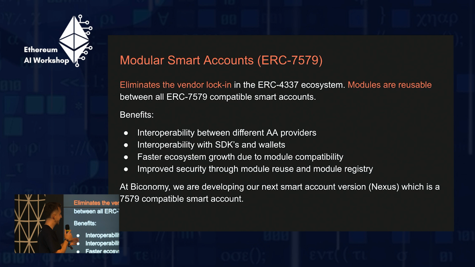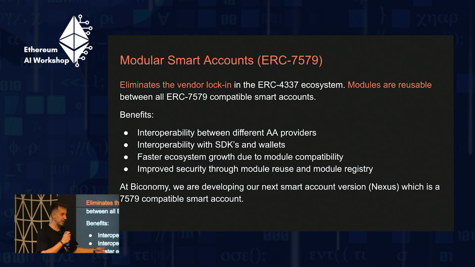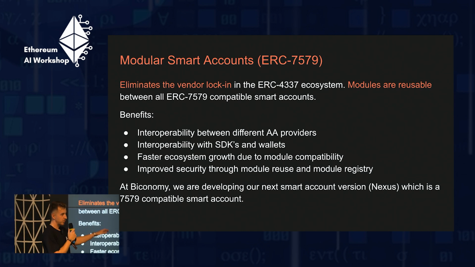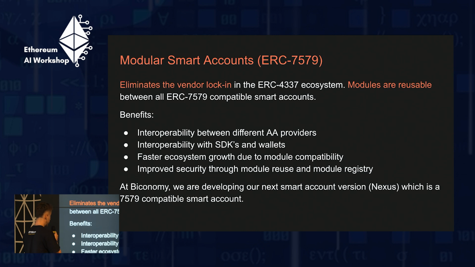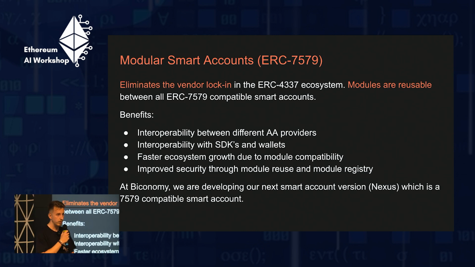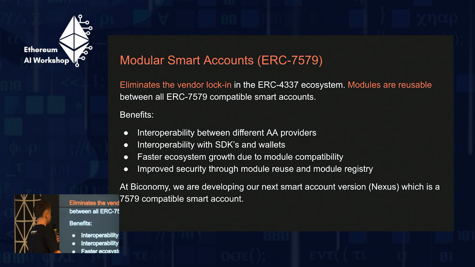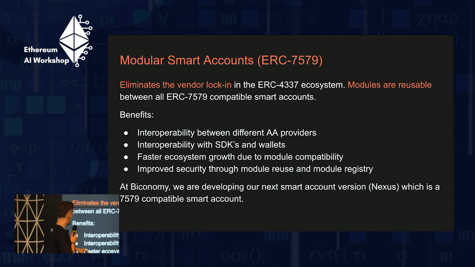Now, I want to talk about another ERC. I know there are a lot of ERCs, but trust me, this one is very useful. It basically eliminates the vendor lock-in in the account abstraction ecosystem because currently, for example, if we have Bioeconomy, we build a module, some other smart account providers cannot use it, right? So for example, the guys at Kernel or Safe, they cannot use our module because it's made for our smart account implementation. Now, this ERC, which is called modular smart account, makes all these modules reusable between all these AA providers.